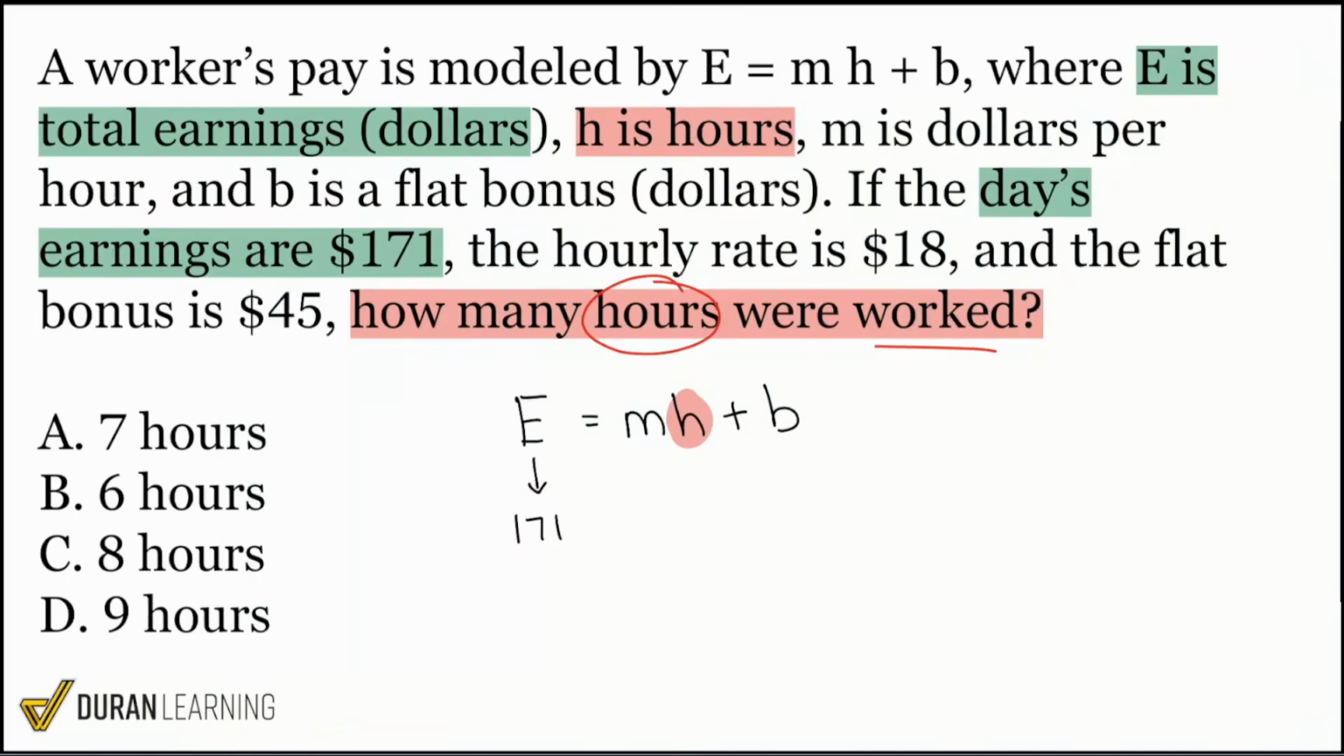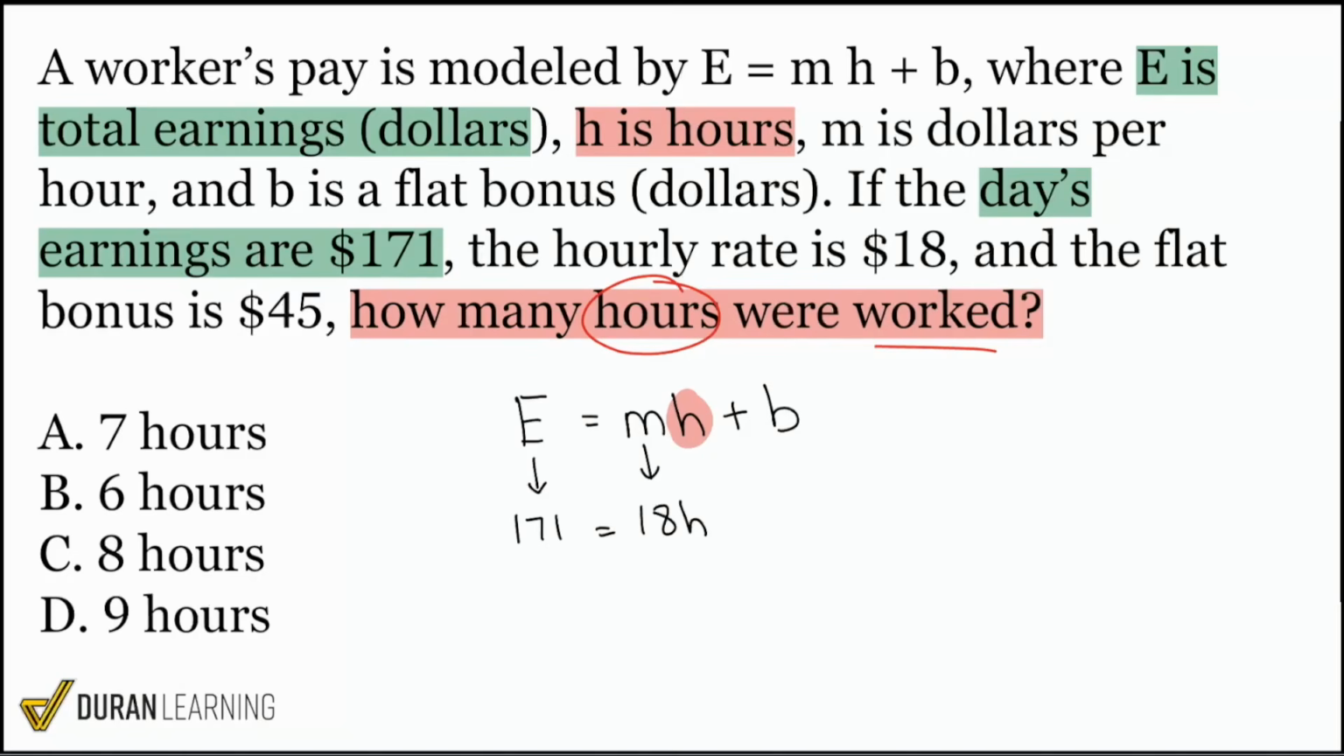Next up, it says the hourly rate is $18. Everybody, what am I replacing with 18? Which letter am I going to be replacing 18 with? That's going to be the M. That is the rate. M is dollars per hour, which is also known as a rate given by the word per. So seeing hourly rate, dollars per hour, that's what hourly rate means. Booyah. We found M. 18 right there.